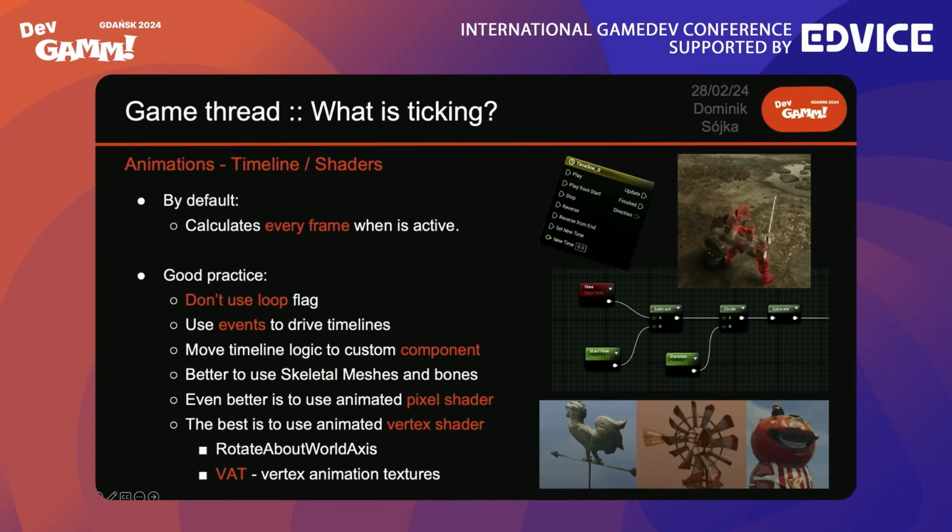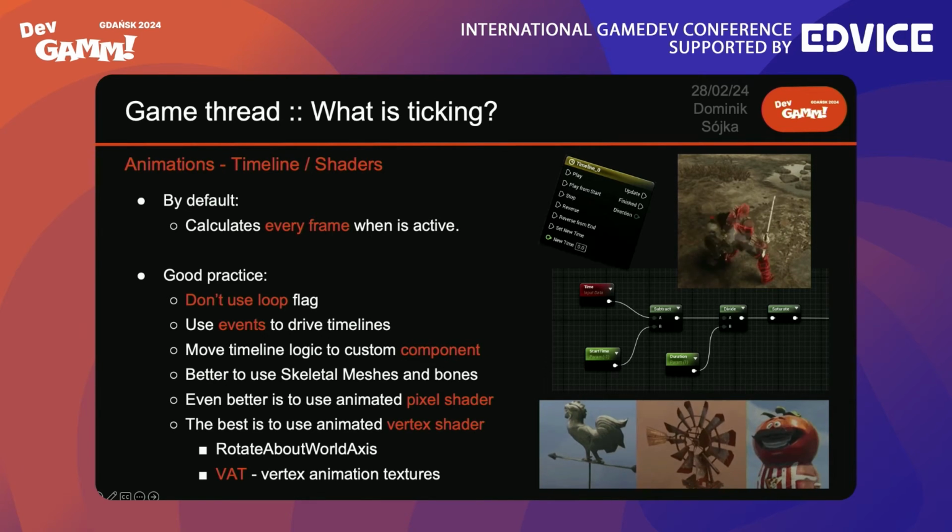You can do that. And if you are animating some meshes in the scene, try to move those animations, for example, to a skeletal mesh. But what is even better is to move those animations to the pixel shader. There's a great example. It's a very common animation when you have a Fresnel effect on the body.